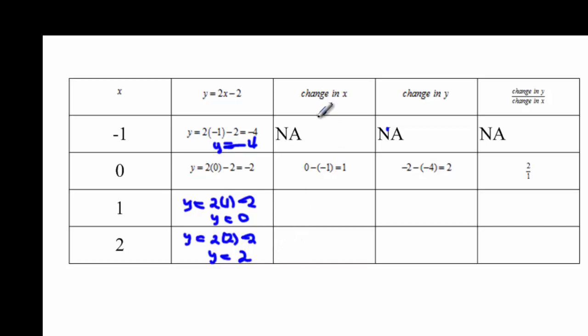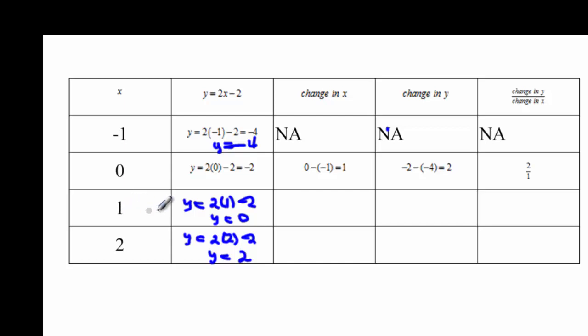Now, I have a couple other columns here. Change in x. Well, the first one, there was no change. But in the second one, I started with 0, and I wanted to know how I had changed from negative 1, so I subtract the previous number.